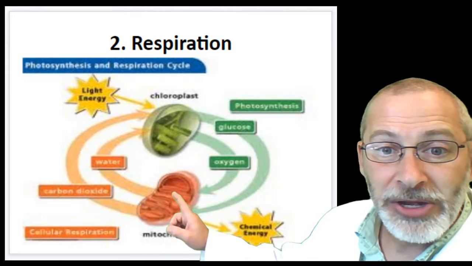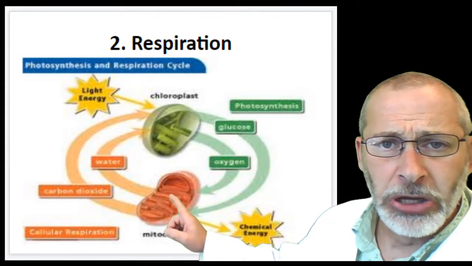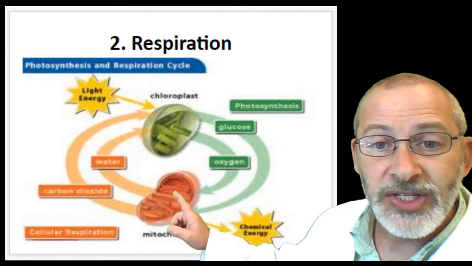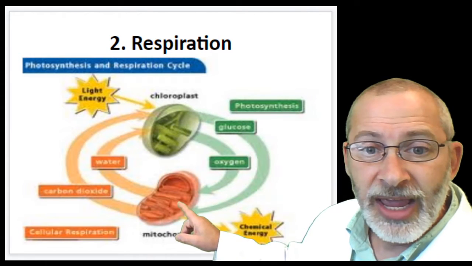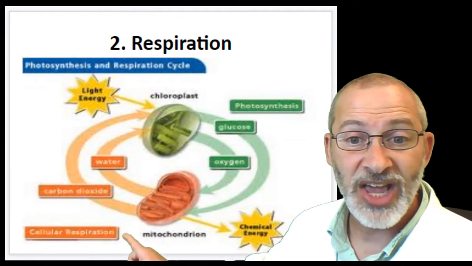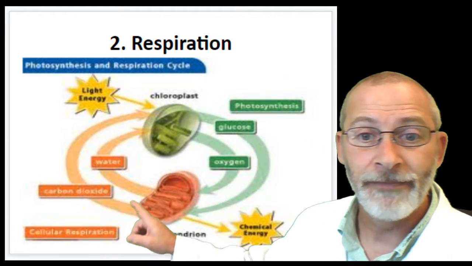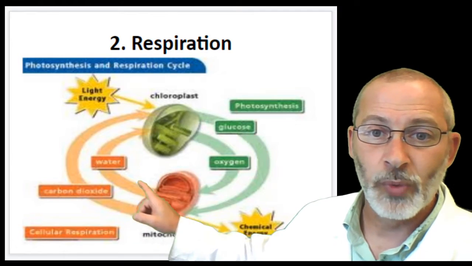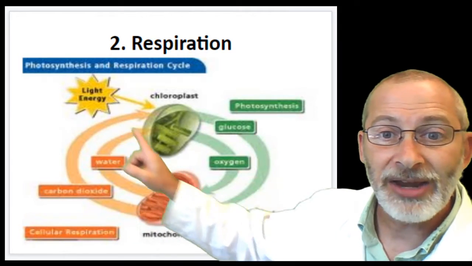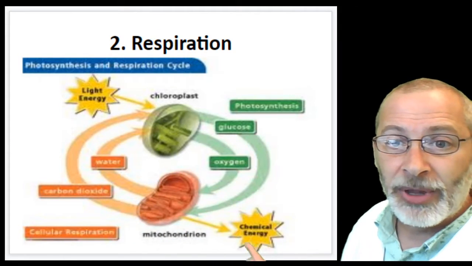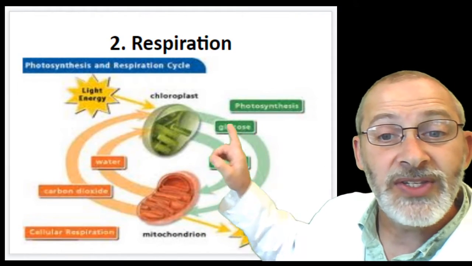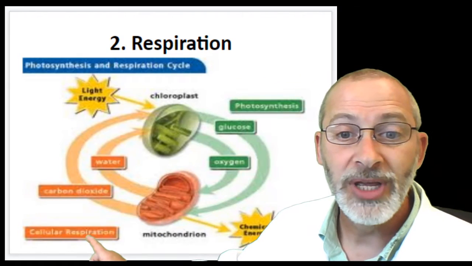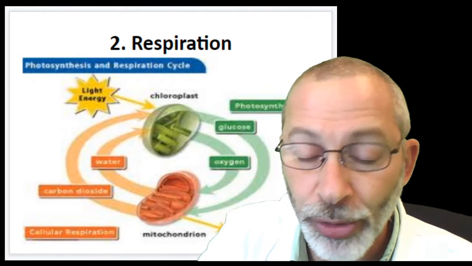which our animal cells require in order to release chemical energy. But within our mighty mitochondria inside our cells, we take that glucose and that oxygen and convert it through cellular respiration and produce carbon dioxide and water. But we're changing light energy into chemical energy. Plants do this through photosynthesis. We do it through cellular respiration.